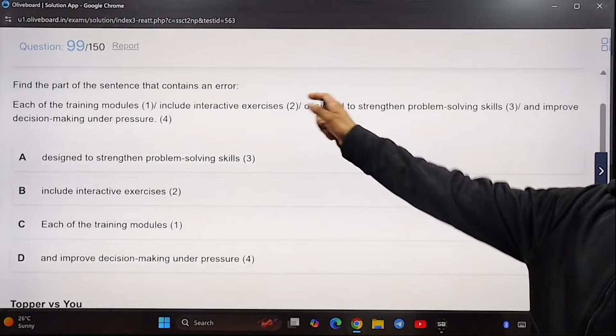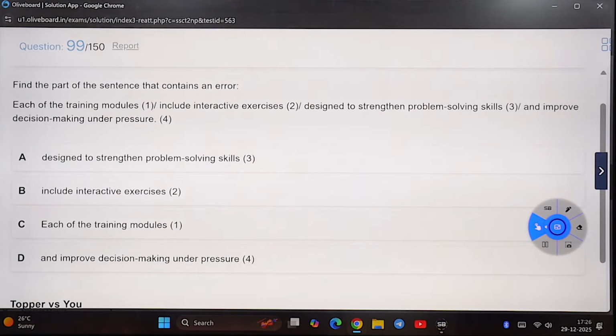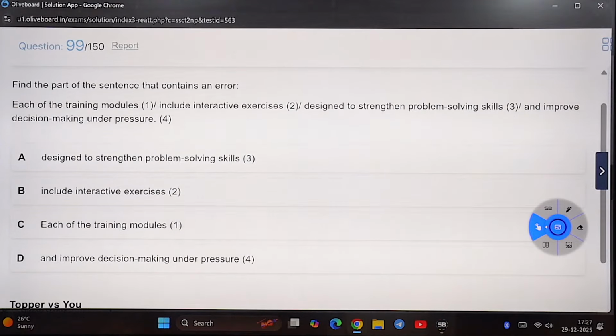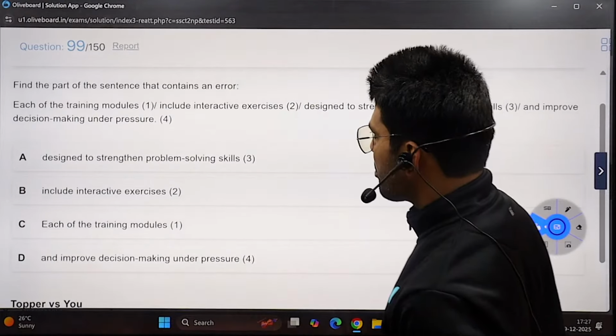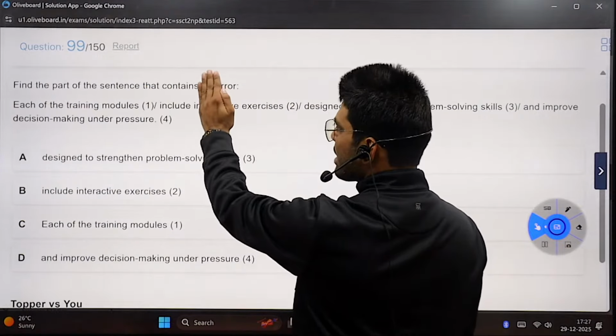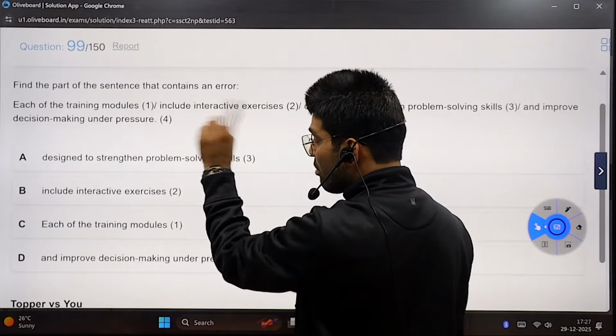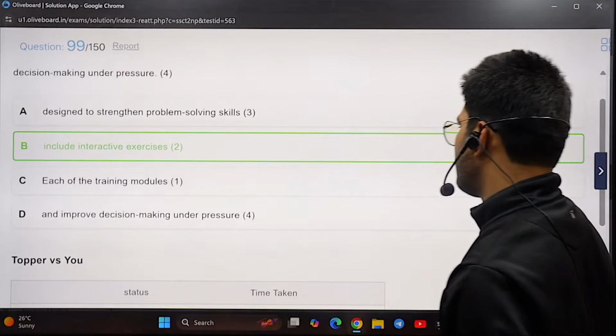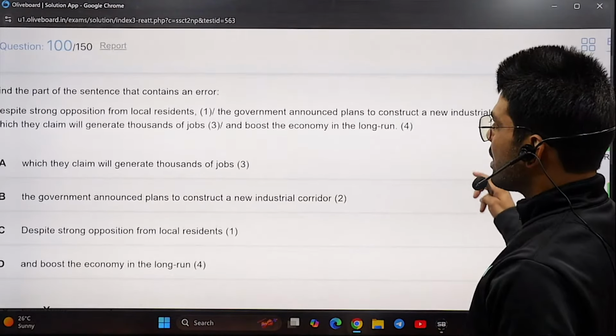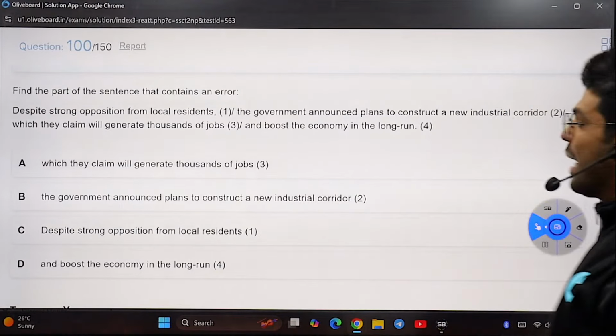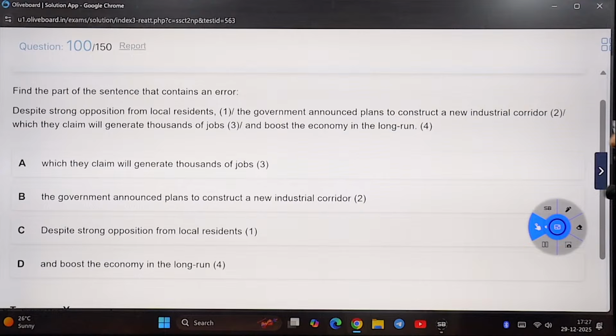Each of the modules include. Done. Each is a singular subject. That's the object of the preposition, and a singular subject takes an S. He go to school, the sun rise in the east: no need to read the sentence further. Each of them include; includes. Yes, I made a mistake here because I couldn't pay attention to this hyphen. The camera went off. 5 seconds, please.